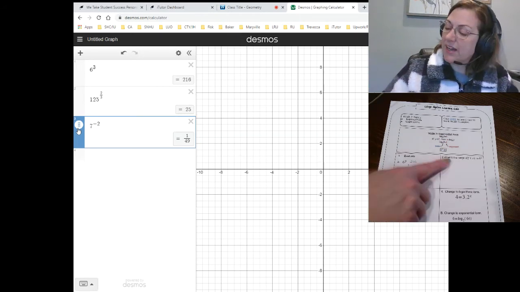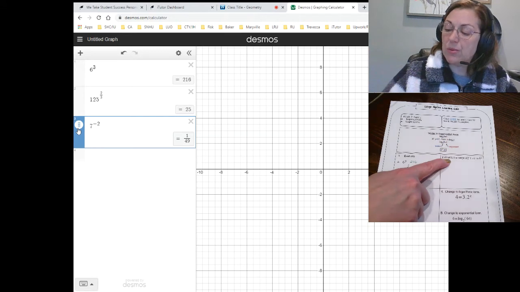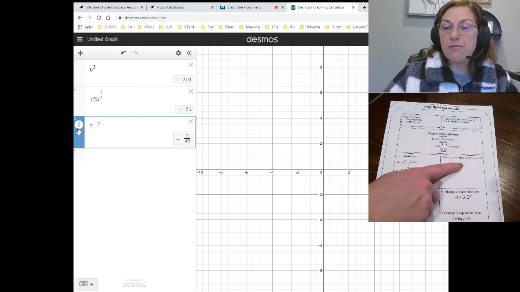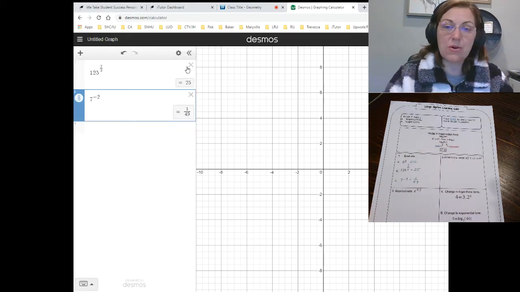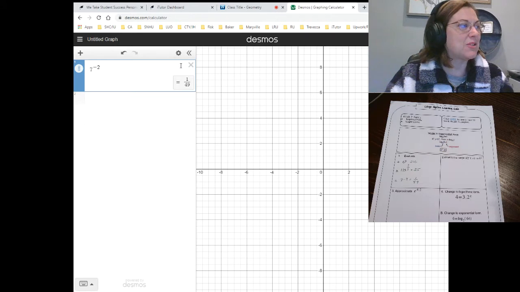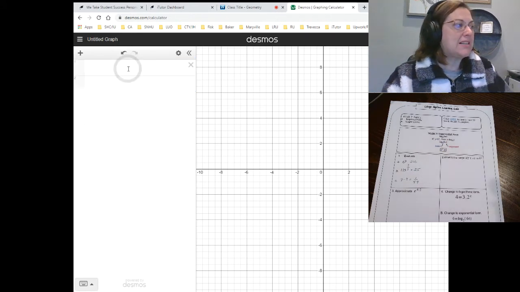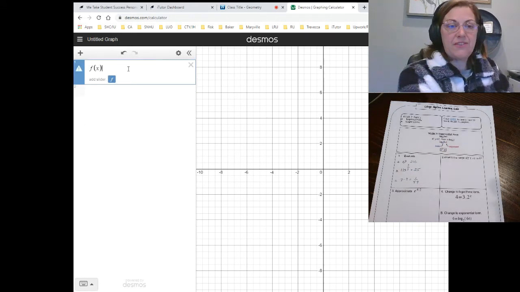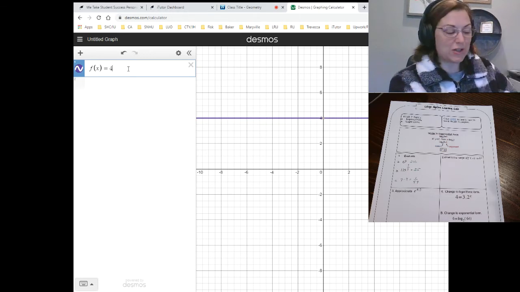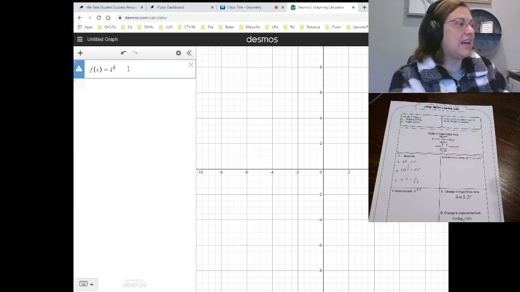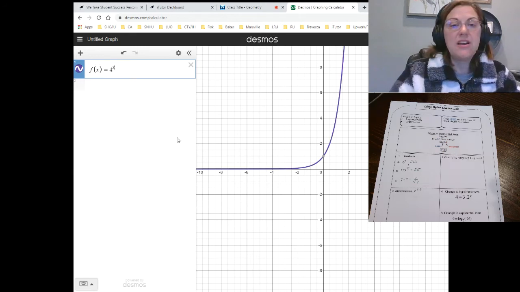All right, let's look at question number two. What is the range of y equals 4 to the x? Now, range, remember, that's the y values. So we're going to cross these out, delete these, and we're just going to ask Desmos now to graph f of x equals 4 to the x. Now remember, to do the exponent of x, you're going to do shift 6 and then type the x here, and you get this graph.